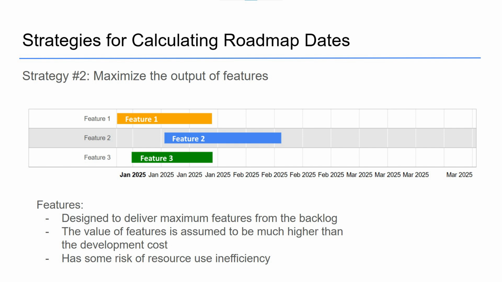many features as possible. While the strategy can sound attractive for managers and stakeholders, it's still important to balance it with the availability of resources, potentially fine-tuning the algorithm to allow deviations for better resource utilization.